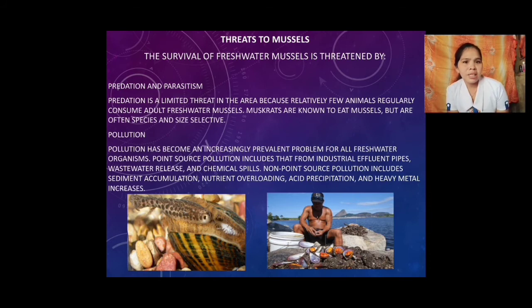Next is pollution. Pollution has become an increasingly prevalent problem for all freshwater organisms. Point source pollution includes that from industrial effluent pipes, waste water released, and chemical spills. Non-point source pollution includes sediment accumulation, nutrient overloading, acid precipitation, and heavy metal increase.